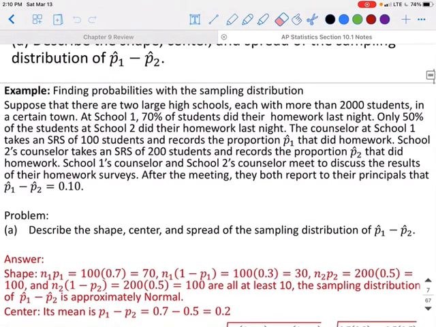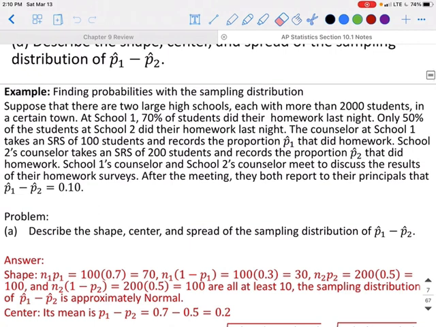Next, we need to find the center. To find the center, all you're going to do is take your P1 and subtract your P2. Our P1 in this case was 0.7. Our P2 is 0.5.